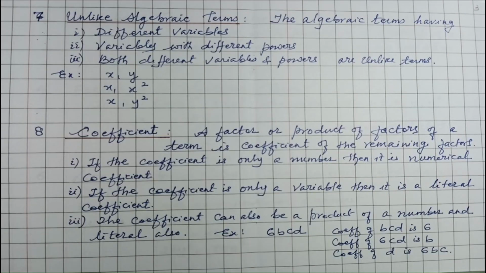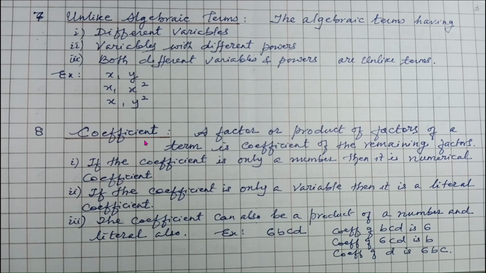Now, unlike algebraic terms: the algebraic terms having different variables with different powers, or both different variables and powers, are called unlike algebraic terms. Now if you look here, x and y are different variables. x and x square have the same variable, but the powers are different, and therefore they are unlike. x and y square: both the variables are different and also the powers are different, therefore they are unlike algebraic terms.